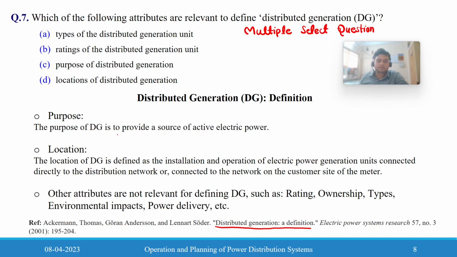The purpose of DG is to provide a source of active electric power, and based on the location, the DG is defined as the installation and operation of electric power generation units connected directly to the distribution network or connected to the network on the customer side of the meter. So it is directly connected to the distribution network or connected to the network on the customer side of the meter. And for this purpose, it provides a source of active electric power only.